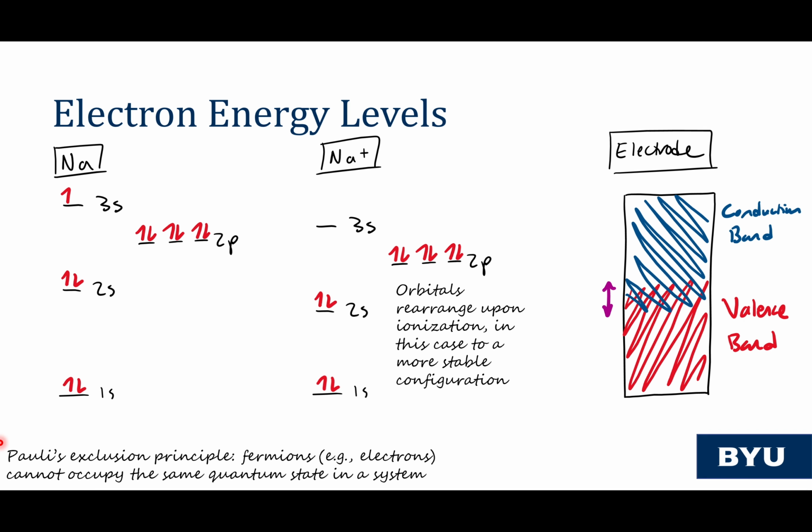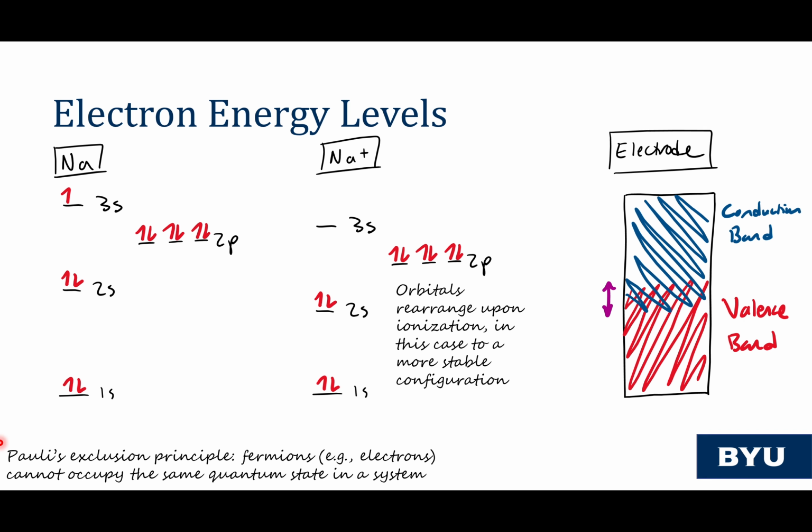And you can see we then just fill from low energy to high energy, from 1s to 2s to 2p to 3s, and so forth. For a neutral sodium metal, there's 1 electron in that 3s orbital. And then in sodium plus, it's lost an electron because electrons are negatively charged, making it Na plus.